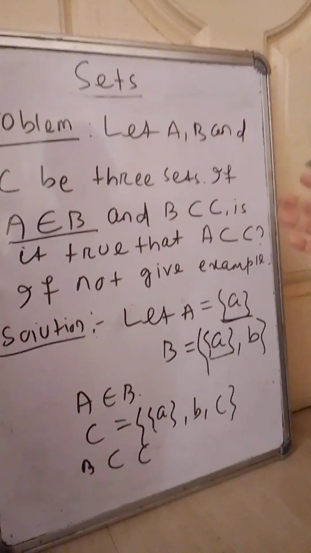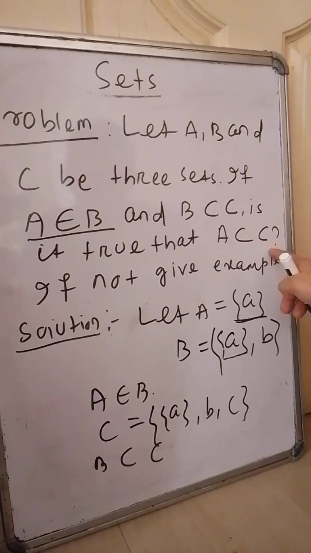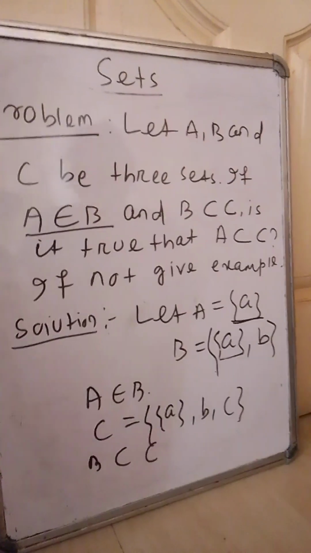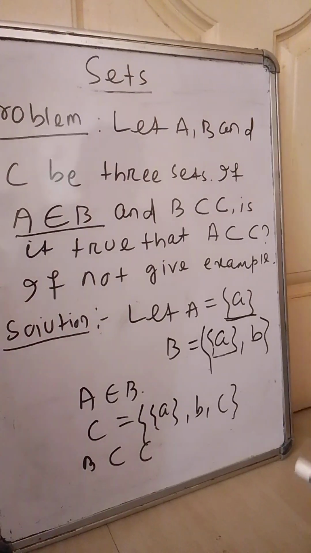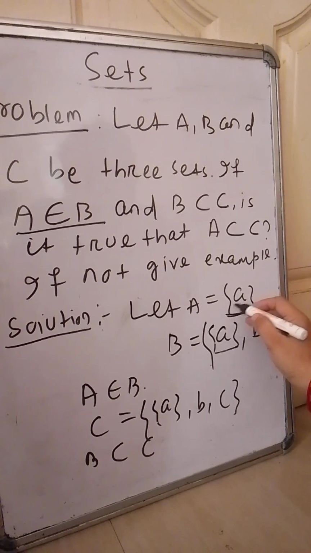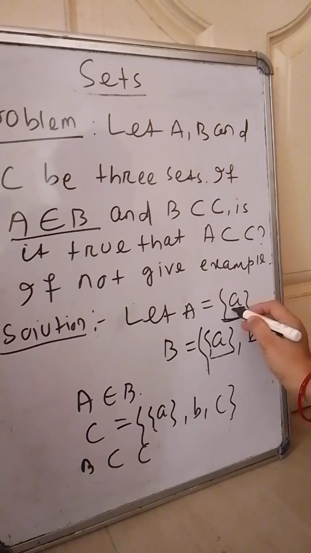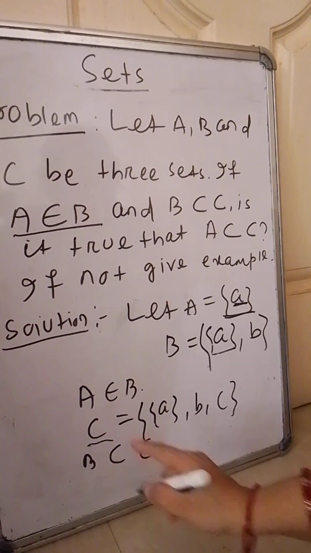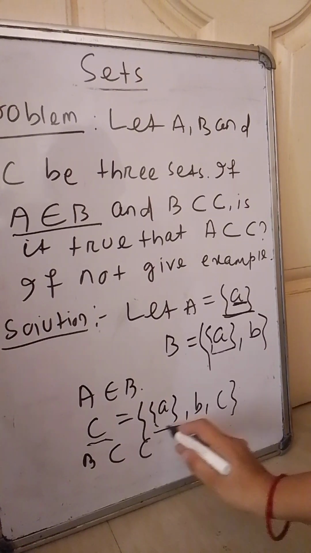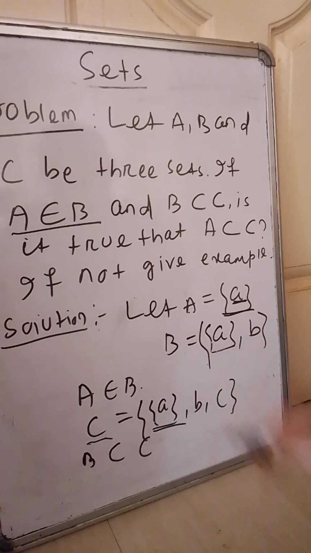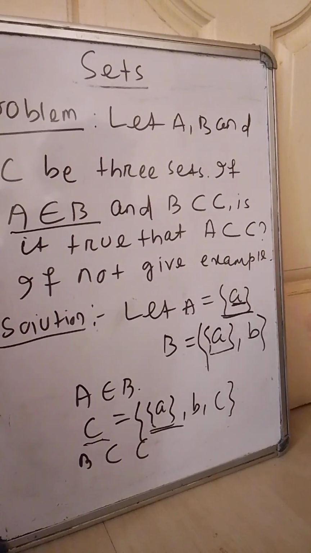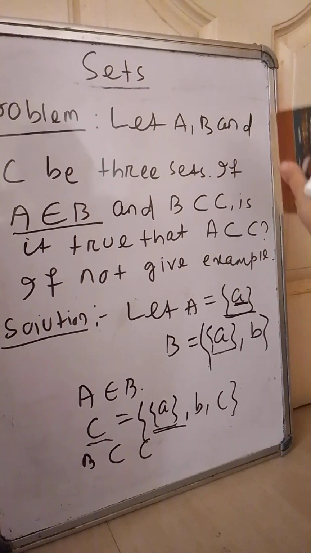Next, you have to check whether A is a subset of C. Now you check A and C. Is A a subset of C? Yes or no? No. Why? In this case, in set A, a is an element. But in set C, a set containing a is an element of C. So we can say that here A is not a subset of C.